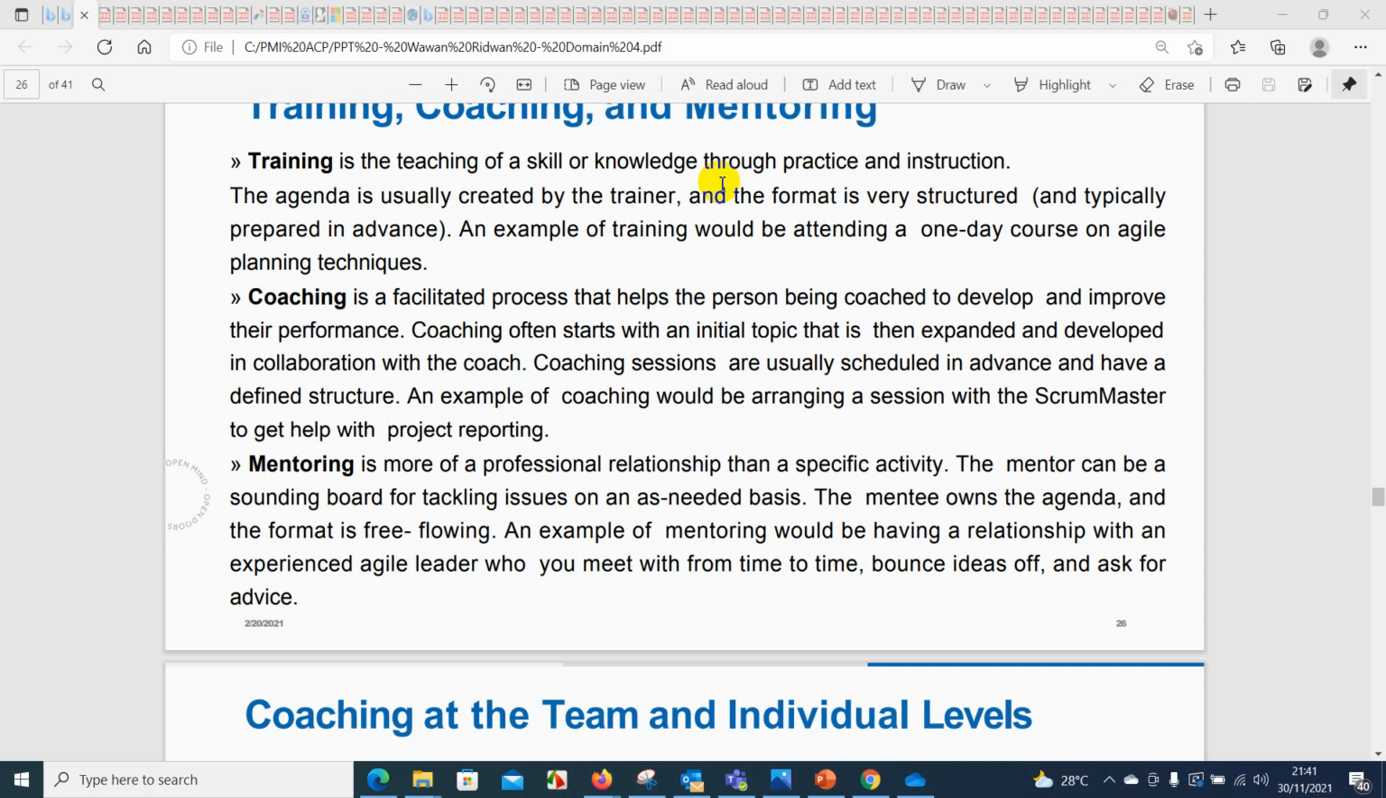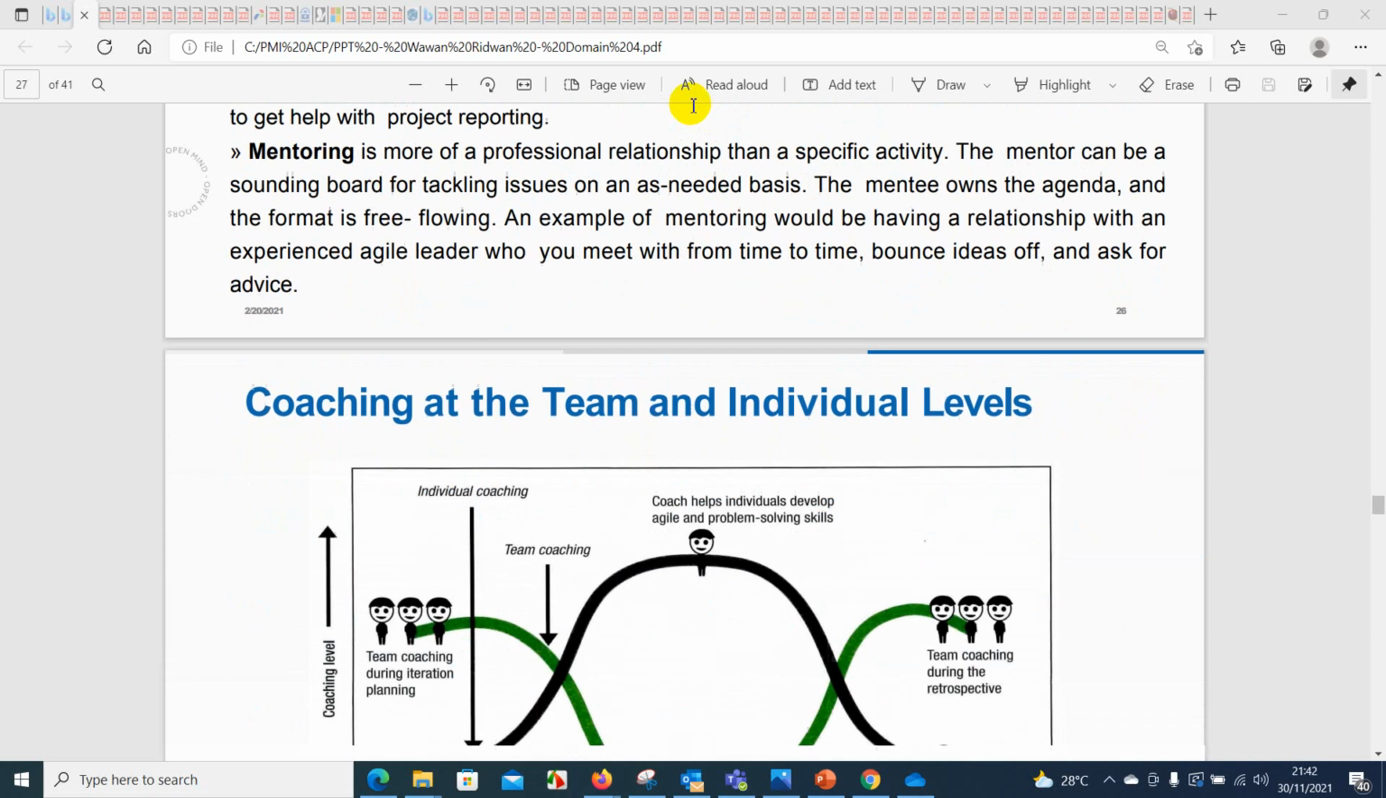Mentoring is more of a professional relationship than a specific activity. The mentor can be a sounding board for tricky issues on an as-needed basis. The mentee owns the agenda and the format is free flowing. An example of mentoring would be having a relationship with an experienced agile leader who you meet with from time to time, bounce ideas off, and ask for advice.